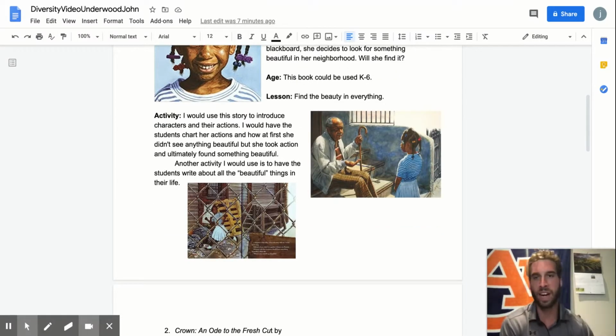An activity I would use for this story, I would use this to introduce characters and their actions and what they do throughout the story. You could also use this for a creative writing piece to have students write about all the beautiful things in their own life.